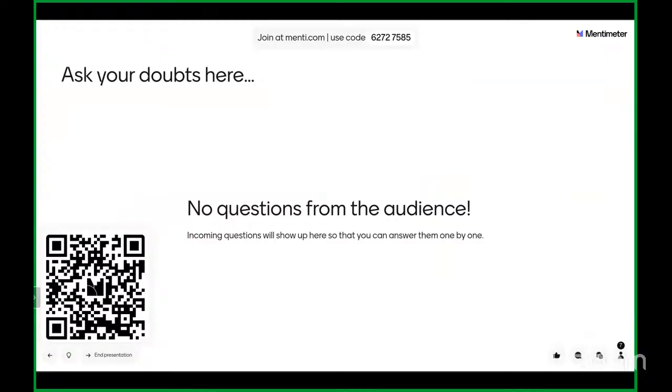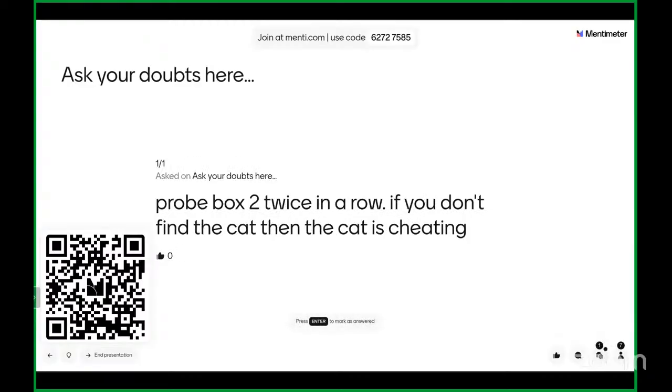I hope you have understood the game. If not, you can also write, and I can explain again. You can type your answers if you have any. Okay, one answer is to pick box 2 twice in a row. If you don't find the cat, then the cat is cheating. I assure you that the cat is not cheating. So one answer is to pick box 2.